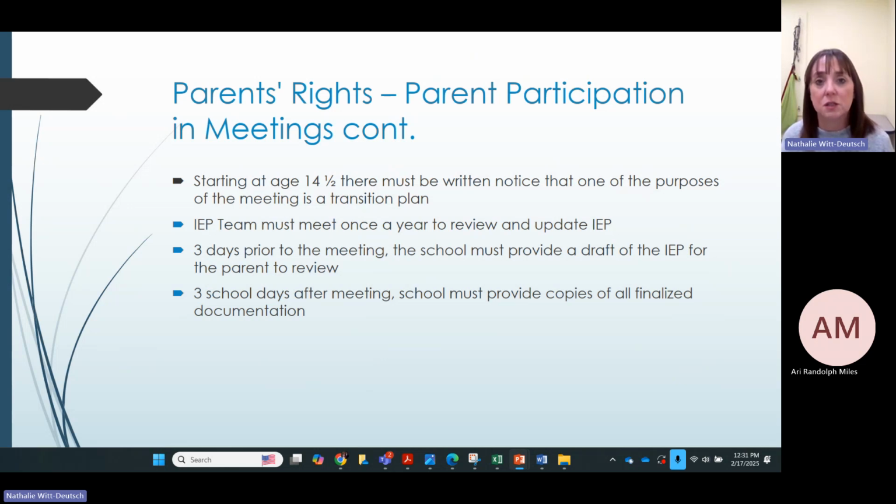So we need to make sure that the meeting is held either on or before the date of the IEP meeting held the previous year. Like I mentioned before, 3 days prior to the meeting, they provide a draft to you. And then 3 days after the meeting, the school must provide copies of all finalized documentation. Make sure that you're reviewing the finalized documentation to ensure that all changes that were discussed were made. If they're not, make sure you go back to the school and say, hey, we discussed that and it's not in here.